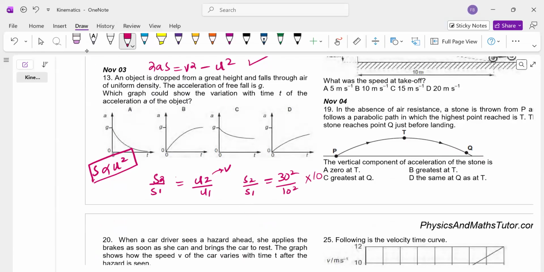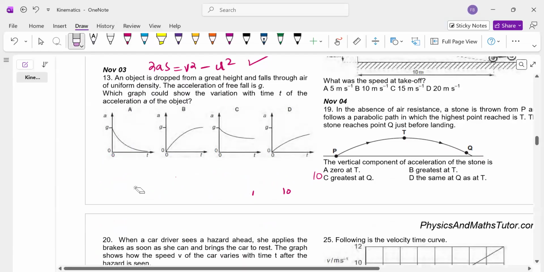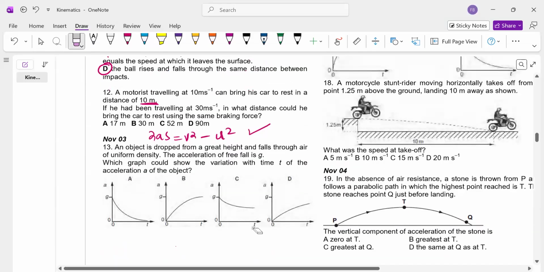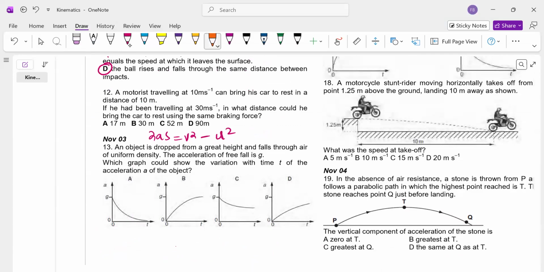Or you can just forget this. Do this by the equation which we are using over here and tell me the answer, what you are getting, using this equation.